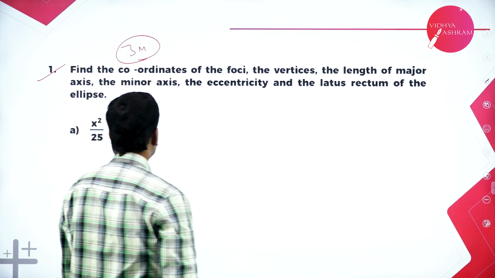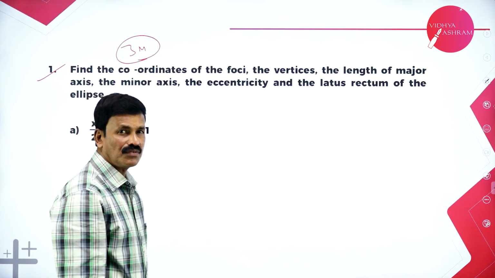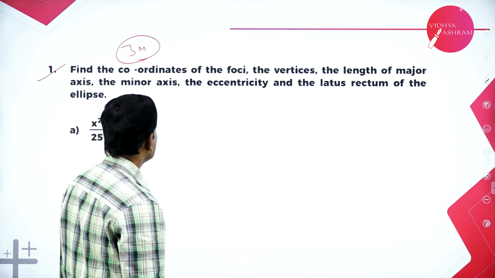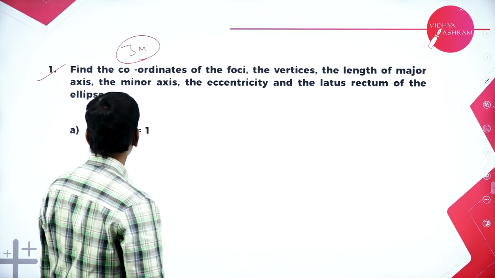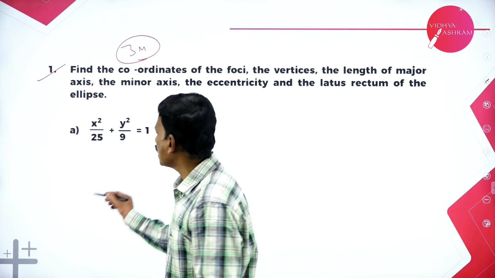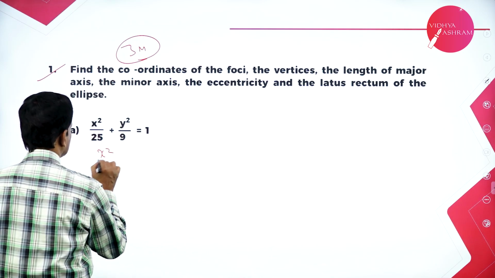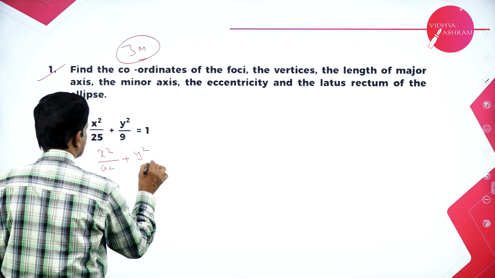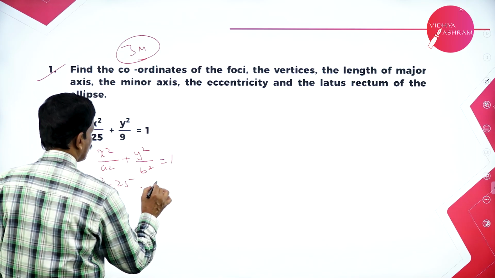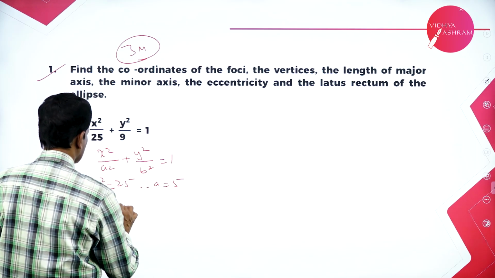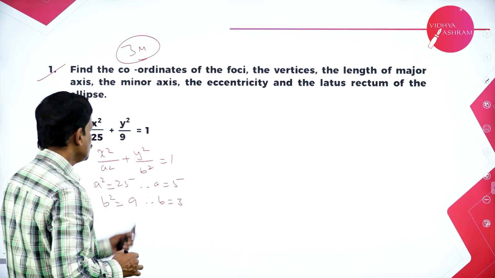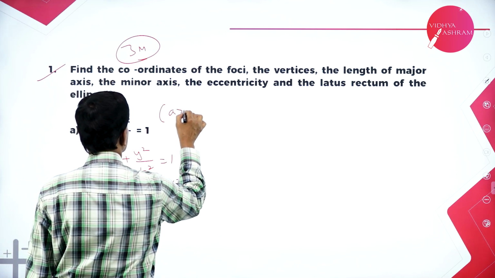Find the coordinates of the foci, the vertices, the length of the major axis, the minor axis, the eccentricity and the latus rectum of the ellipse x square by 25 plus y square by 9 is equal to 1. Now let us compare this with the standard equation, x square by a square plus y square by b square is equal to 1. Here a square is equal to 25, therefore a is equal to 5. B square is equal to 9, therefore b is equal to 3. So a is greater than b.